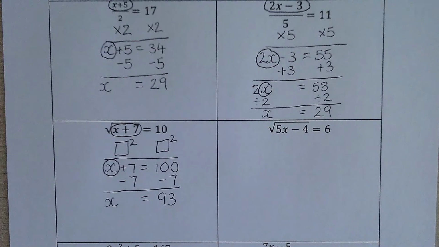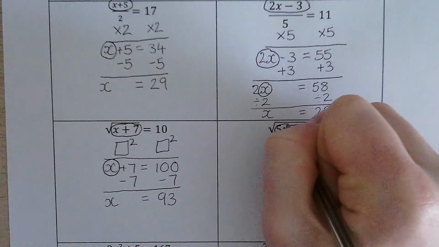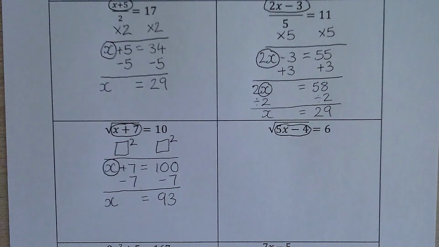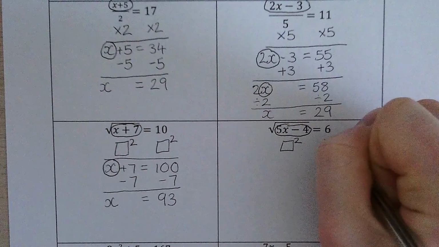The next question is similar, except that there's going to be an extra step towards the end. We need to isolate the expression that's inside the square root first. So I need to try and get 5x - 4 by itself, and then I will focus on getting x isolated. To do that, again, we need to square both sides.